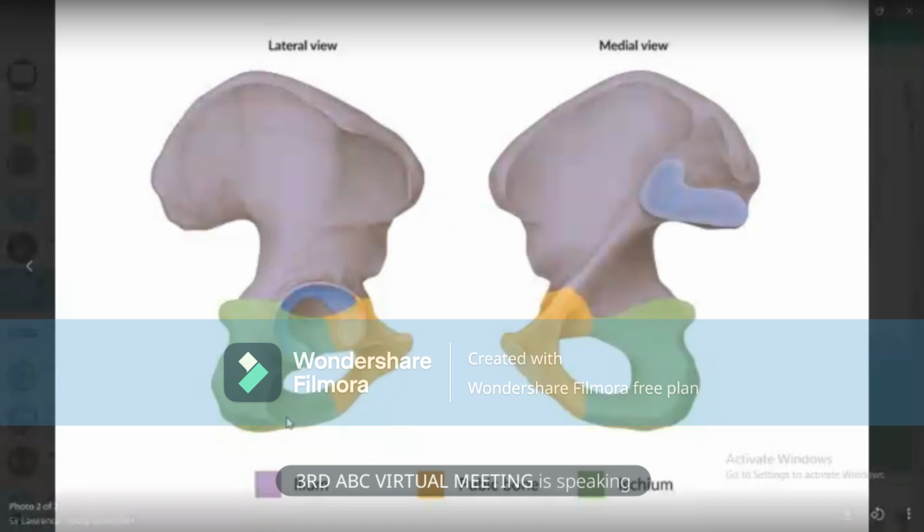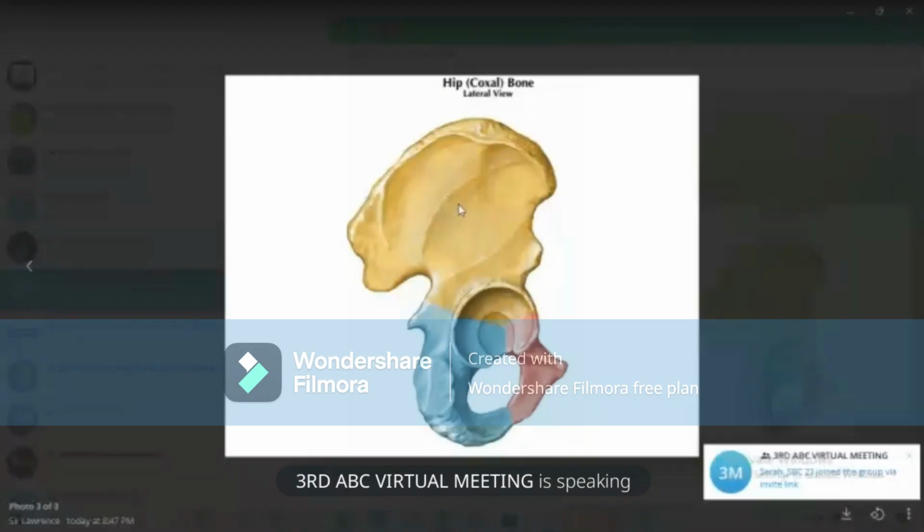So what are the important features of this ischium? It has this opening here called the ischial tuberosity, and usually a spine here. Alright, I think this is better. So this is what we're talking about all this while.